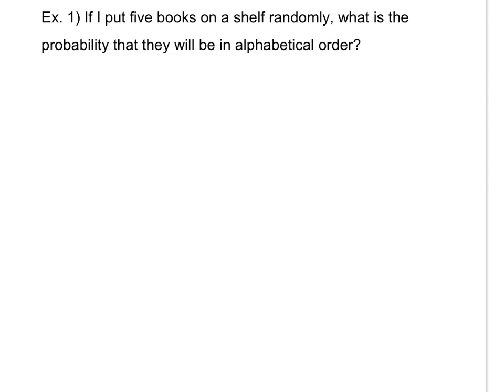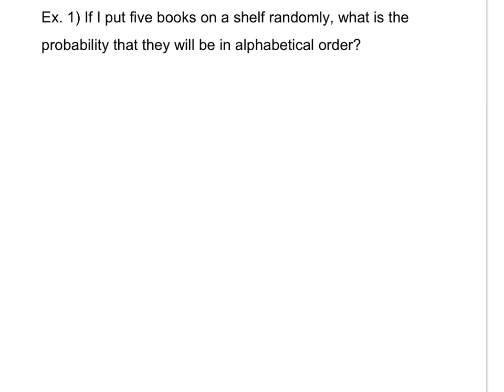So I have 5 books, and I put them on the shelf randomly. Okay, so it's 5 books. Imagine I close my eyes and I pick up a book at random and put it in, then a second one, a third one, a fourth one, and a fifth one, right? What is the probability that I'll put them in alphabetical order? What's the probability? Well, let's see.